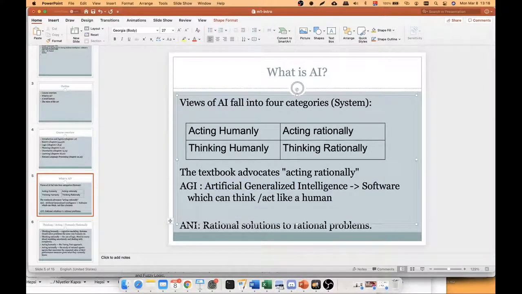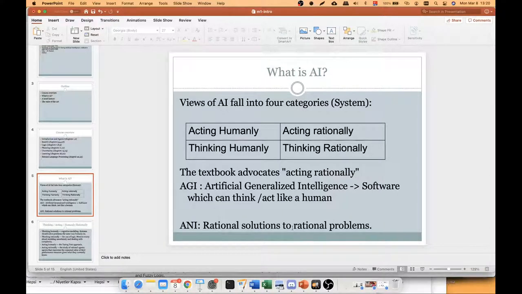The other one is finding the rational solutions to the rational problems. Why do we put rational solutions? What do we understand with rational problems? What is a rational problem? What is an irrational problem? A rational problem might be going from one point to another point in the map. Let's say you are driving a car. We replace the car driver with a software, and this software is driving the car from one point to the destination.